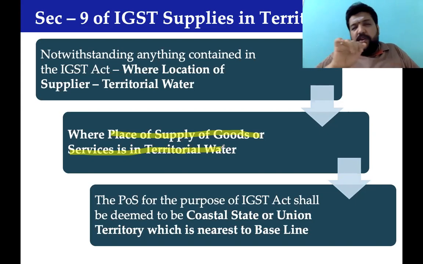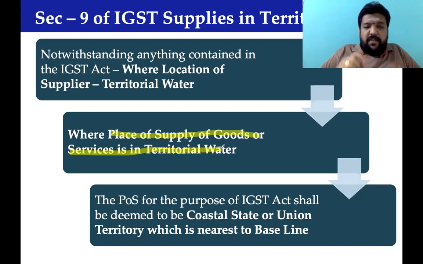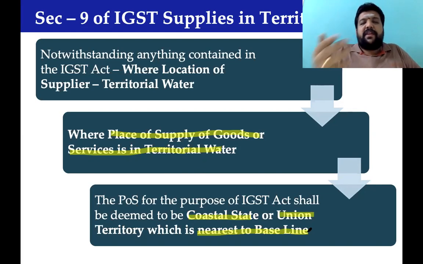But taking it up more carefully, how to determine place of supply for this? Section 9 says the place of supply shall be the coastal state or the union territory which is nearest to the baseline. Ask the ship one question: which is your nearest port from the current location? They will say, my nearest port is Vizag. Then place of supply is Andhra Pradesh. My nearest port is Goa, place of supply is Goa. My nearest port is a Gujarat port, then place of supply is Gujarat. Of course, they have to come up with all those 34 ports that are there.